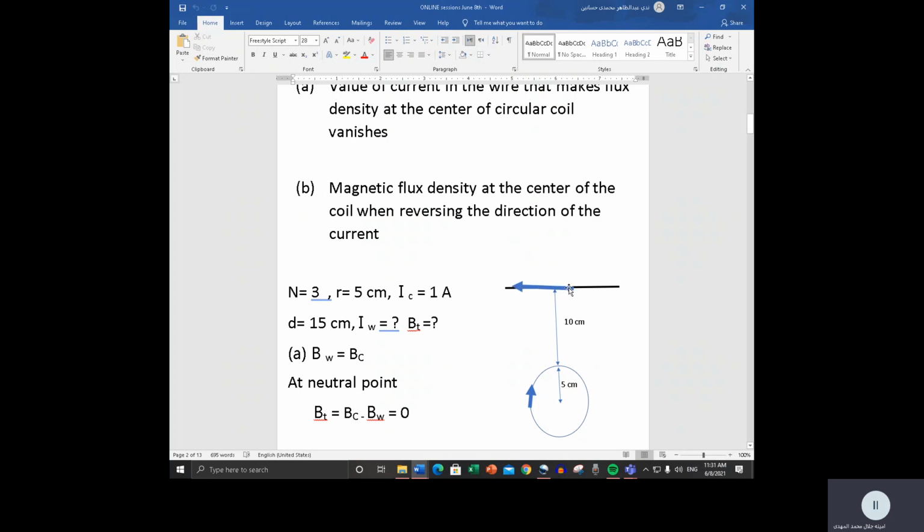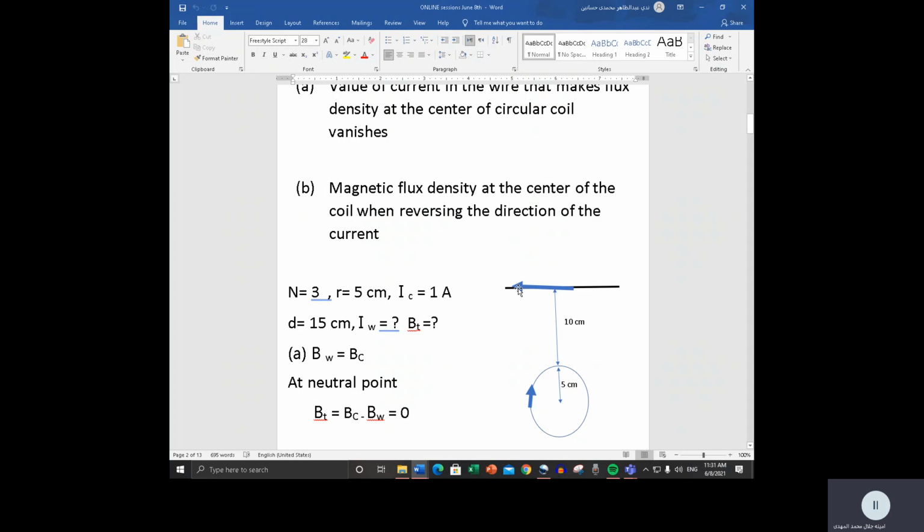Now pay attention here to the direction. I put it in very bold font so that you can see it clearly. Here you have the direction of the current from right to left. And here you have the direction of the current in the circular loop.